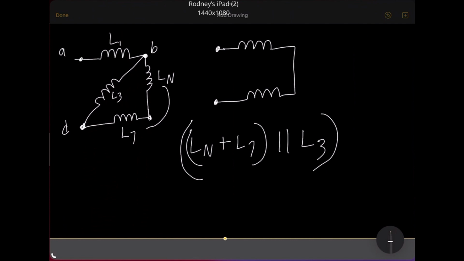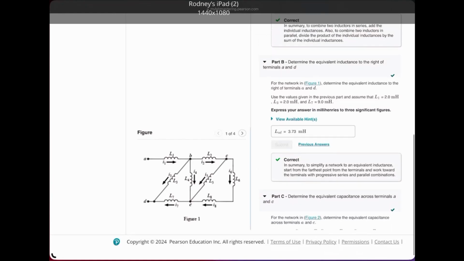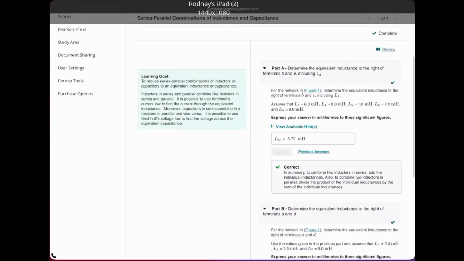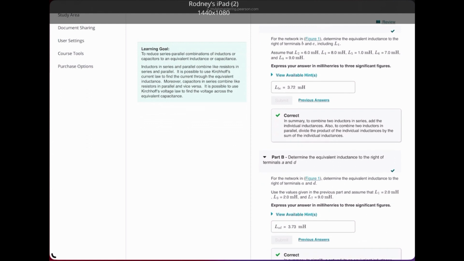And you just have two left. And as you travel from A to D, these two are clearly in series. So that means it's going to be in series with L1. And that will be your final answer, which is going to be 3.73, which is really close to the first one that I got. So yeah.